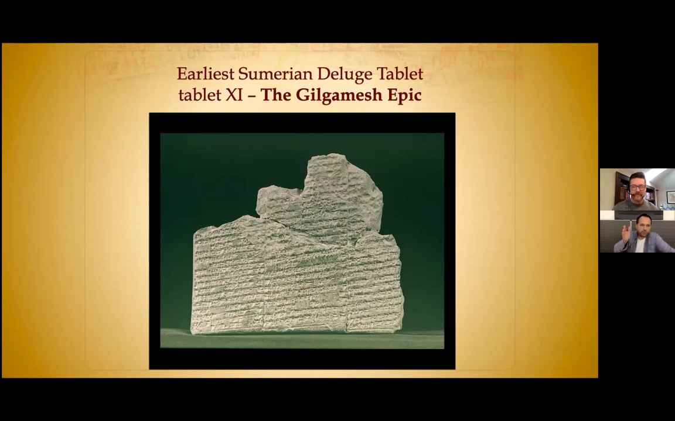Did you say that was the flood, right? Yeah, the flood. And also there are little elements in it that also hint at the Garden of Eden as well.